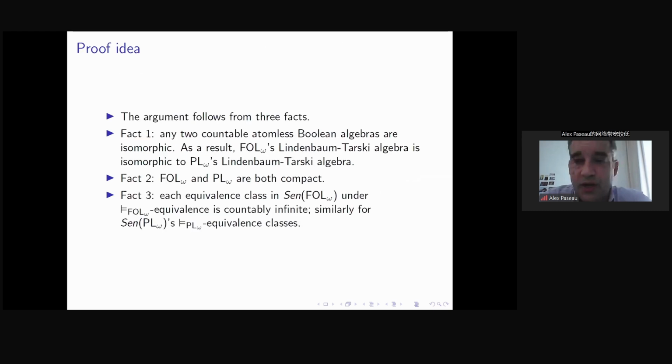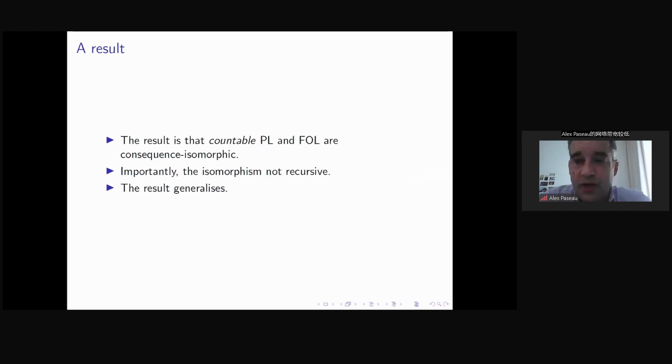Maybe I should explain what countable propositional logic and countable first order logic are. What I mean by countable propositional logic is propositional logic with a countable infinity of sentence letters, so P1, P2, P3, P4, and so on, and some finite set of Boolean connectives. Maybe it's just disjunction, conjunction, and negation, some expressively adequate set, or just a Sheffer stroke, if you like.